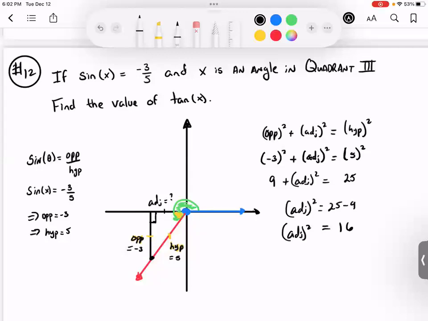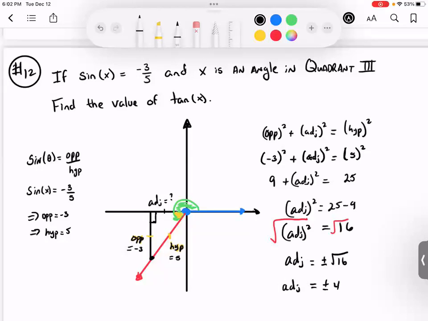But we don't want adjacent squared. We want just the adjacent. So I need to take the square root on both sides. When I do, the left-hand side of the equation will read as adjacent equals plus or minus the square root of 16. So there's actually two solutions here. When you apply the square root property, you get two solutions. You get either plus or minus square root of 16. But by the way, square root of 16 is just 4. So it's plus or minus 4.